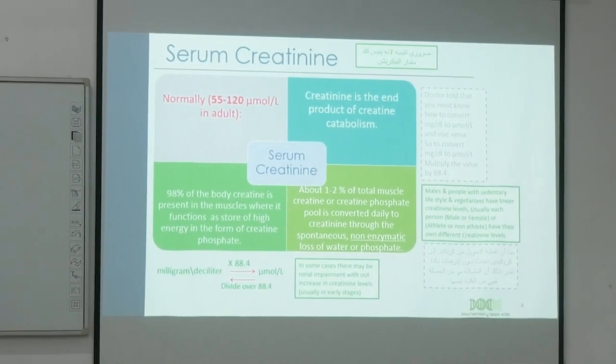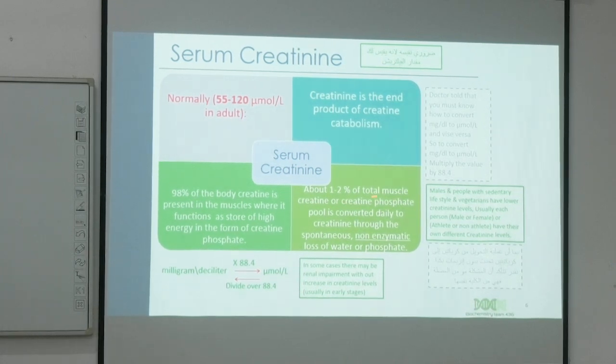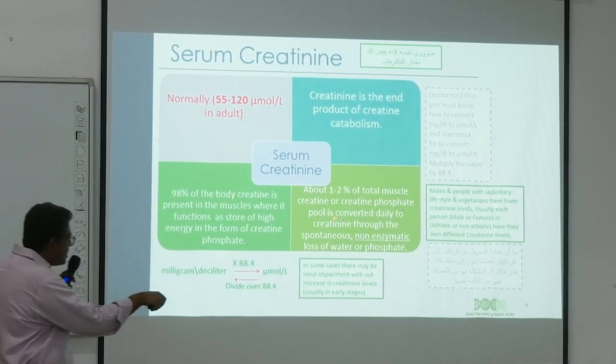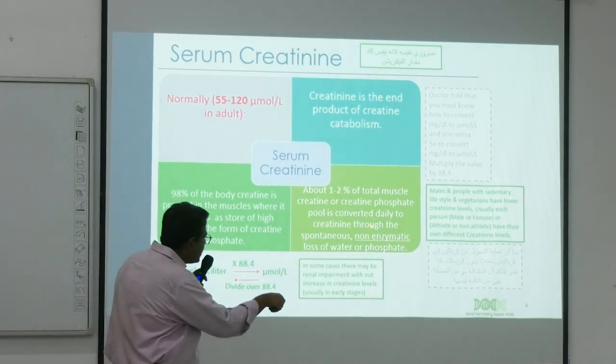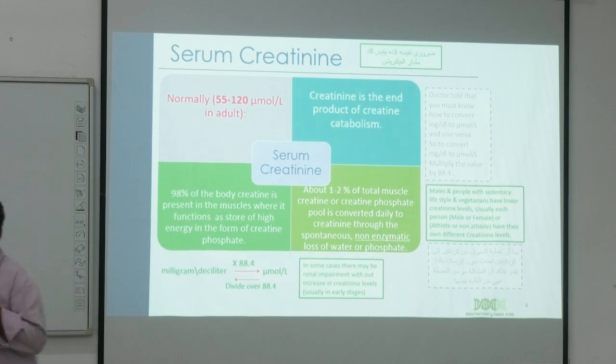It is inside the cell. Okay. Finally, about 1 to 2% of the total muscle mass creatine phosphate pool is converted to creatinine through non-enzymatic dephosphorylation. Okay, non-enzymatic means it does not need an enzyme. This change is occurring on its own. Okay, this will be taught to you as type 1.